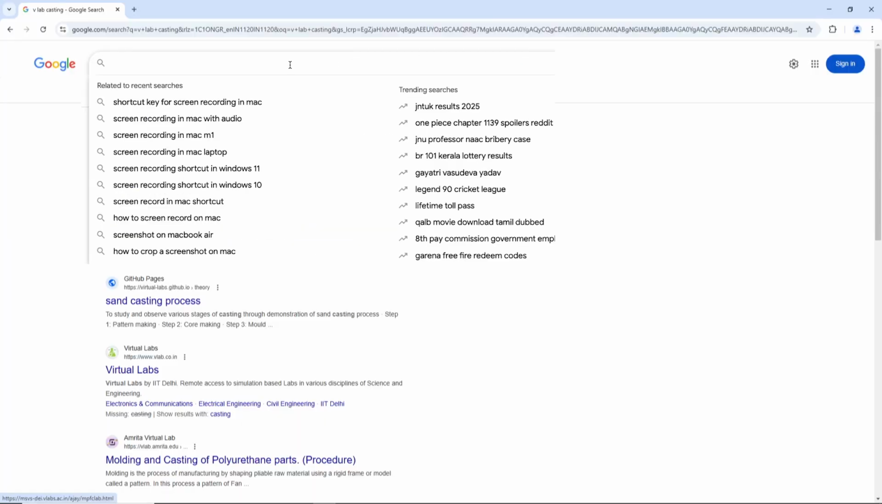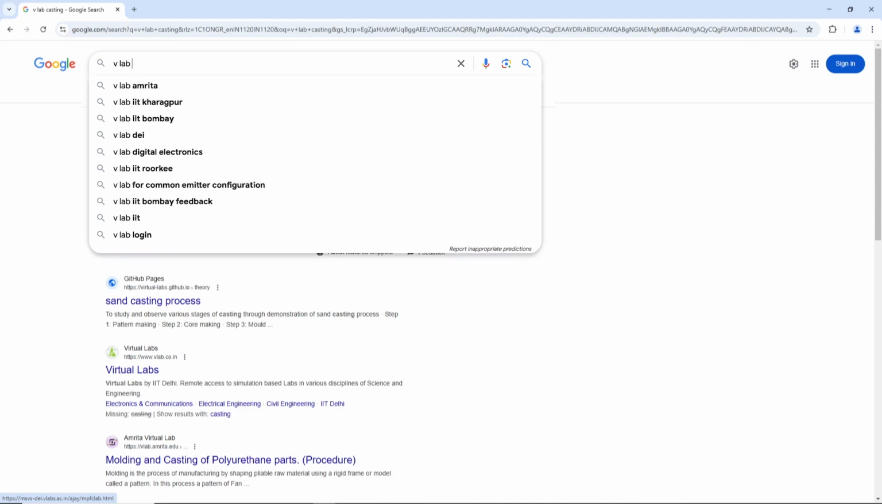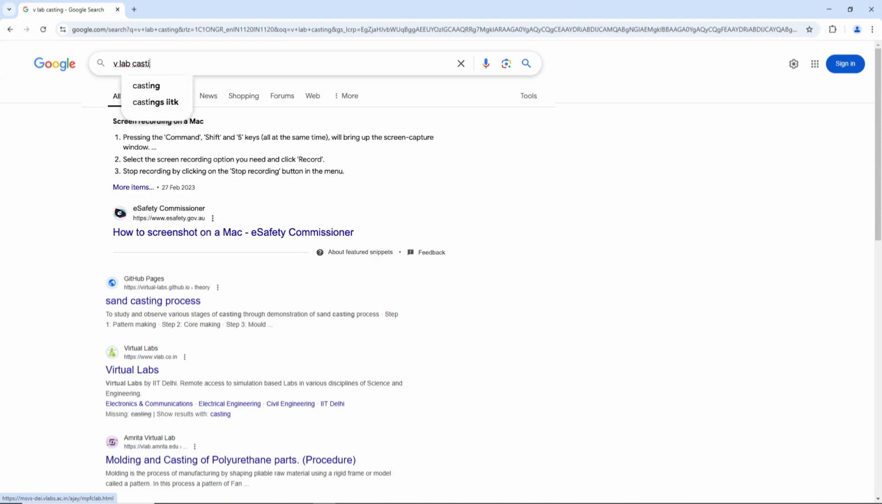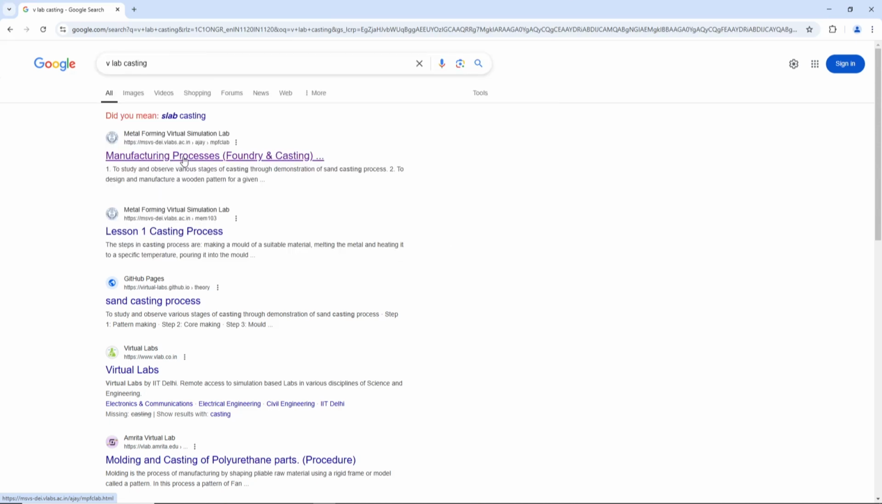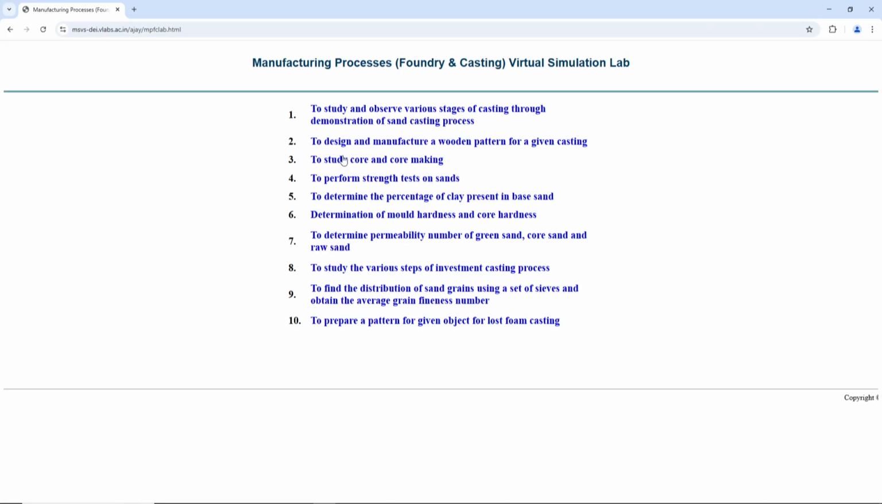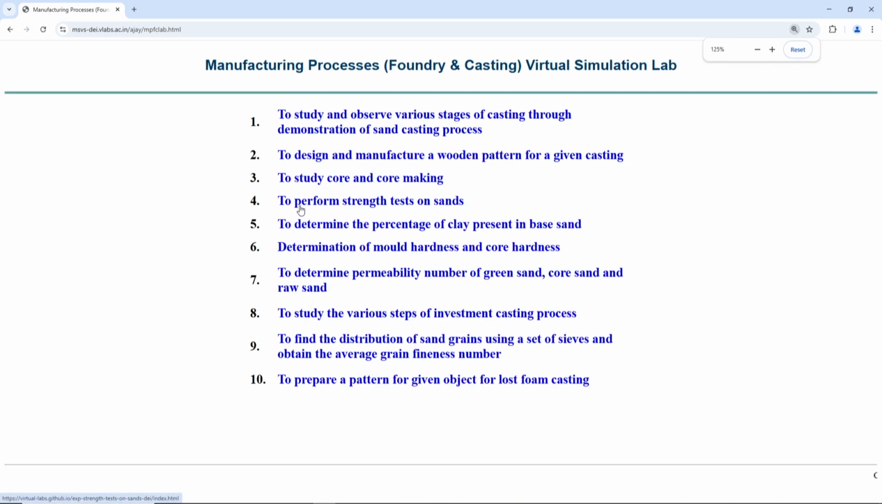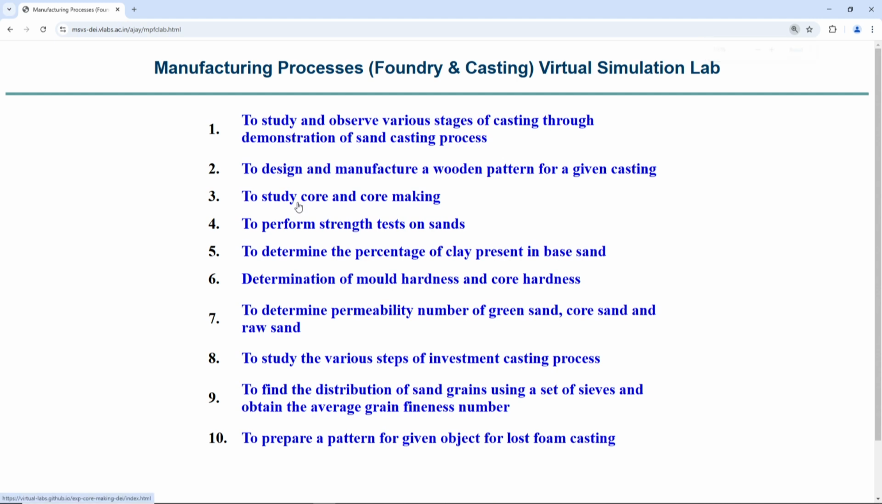To see the V-Labs, I will start very basic. How do you search V-Lab in Google? I am here at Google Chrome. I will just type here V-Lab, or I will type here V-Lab casting. The first link that you see is Manufacturing Processes, Foundry and Casting. This link you will open. I will click the link. You have seen the link is opened. I am just zooming it in so that it is more clear on your screen.